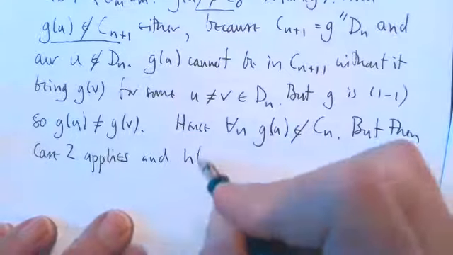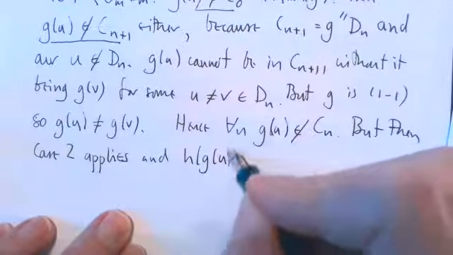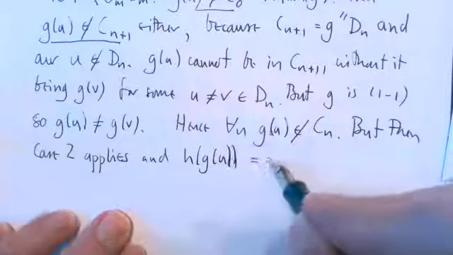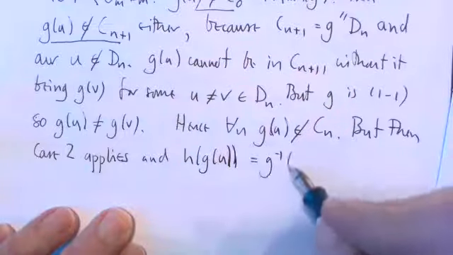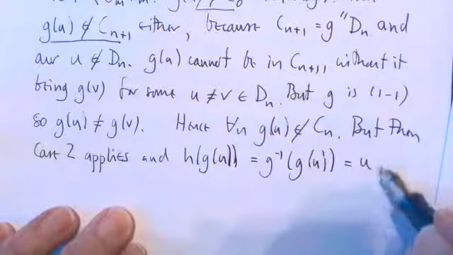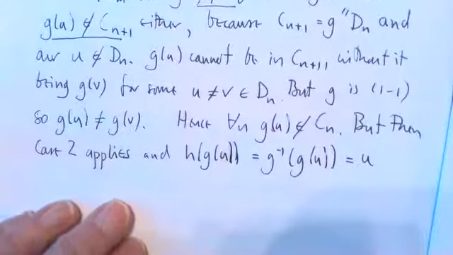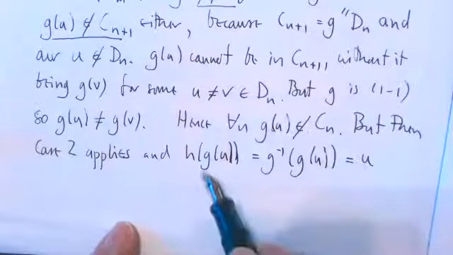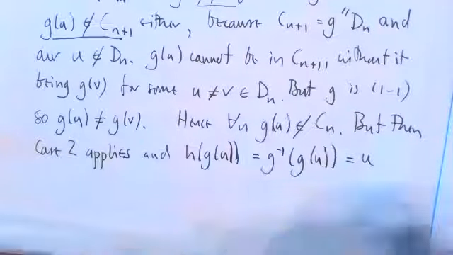And h of G of U is G to the minus 1 of G of U. And of course, that's just U. So we've proven that U is in the range of H after all.